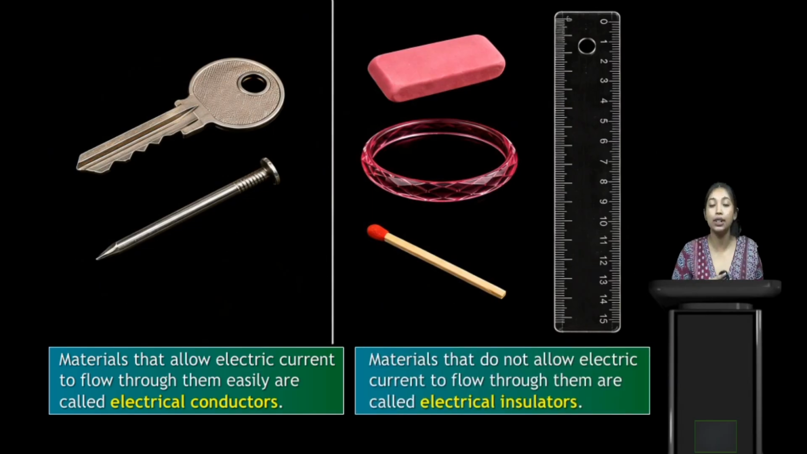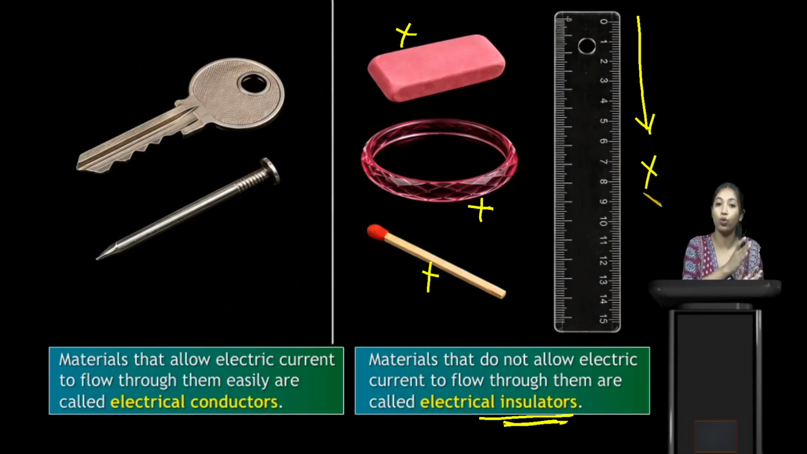And on the other hand, material that does not allow electric current to flow through them are called electrical insulator. Because we saw that rubber didn't allow current to go from one side to another side, bangles also didn't allow, matchsticks that are made up of wood also didn't allow, and the scale also didn't allow the current to pass from one side to another side.